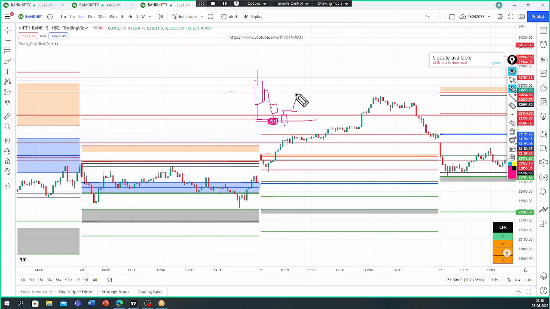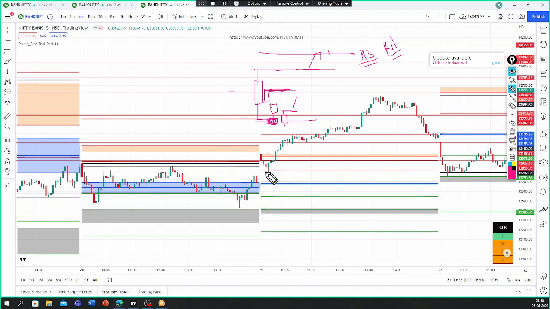My first target will be this day high. I'll not go for any other target. If my R1 is here also, I'll not go for this. My first target will be here. But if this range is very big, you can make your first target here, then second target day high, and the third target can be your immediate resistance, whichever it is. It may be H3 if you're using Camarilla, it can be R1 if you're using floor pivot.